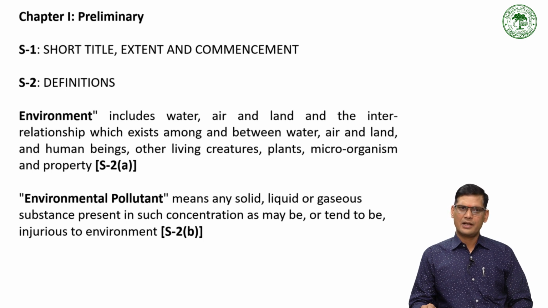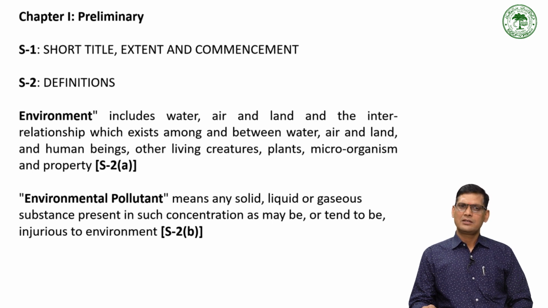Let's discuss the Act in detail. Chapter 1. The first chapter of the Act is entitled Preliminary, and it deals with the short title, extent and commencement, and the definitions of the various terms used in the Act. Section 1 of the Act deals with the short title, its extent and the commencement. The Act may be called the Environmental Protection Act 1986. It extends to the whole of India and it shall come into force on such date as the central government may appoint by notification in the official gazette.